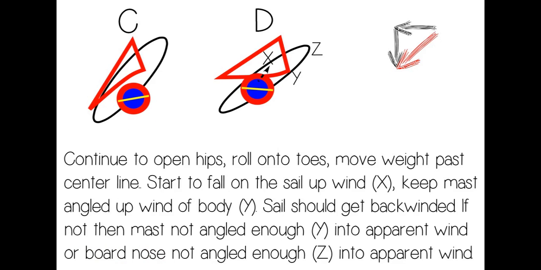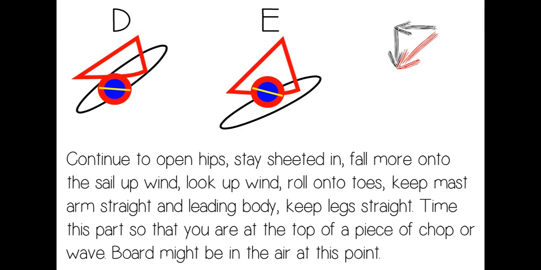Continue to roll onto your toes and straighten your legs. Look and fall more into the apparent wind. The sail should continue to find its way between you and the apparent wind. Keep sheeted in and open the hips more. Continue to open the hips and fall onto the sail.